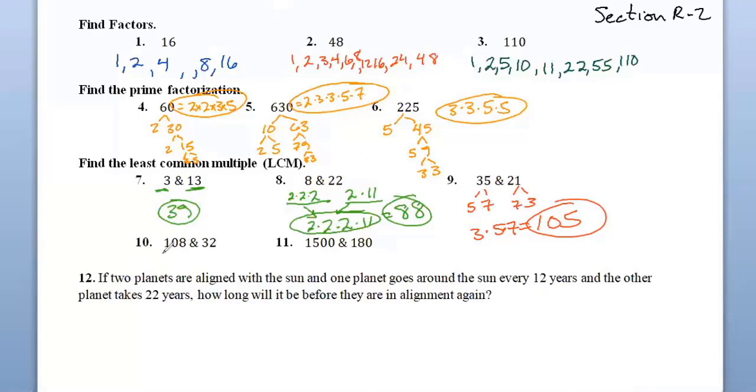108 and 32. This looks like it's 2 times 54, which is 2 times 27, which is 3 times 9, which is 3 times 3. So there's the 108, and then let's do in a different color the 32. It looks like that's going to be pretty big. 32 is 2 times 16, 2 times 8, which is 2 times 4, which is 2 times 2. So 32 is 1, 2, 3, 4, 5 2s, all timesing together.